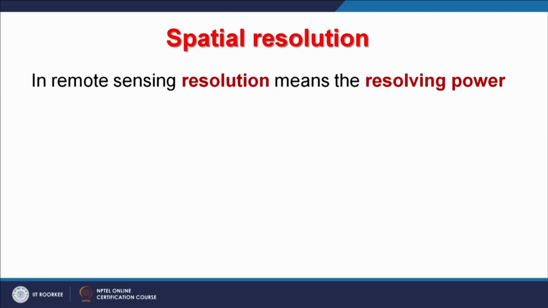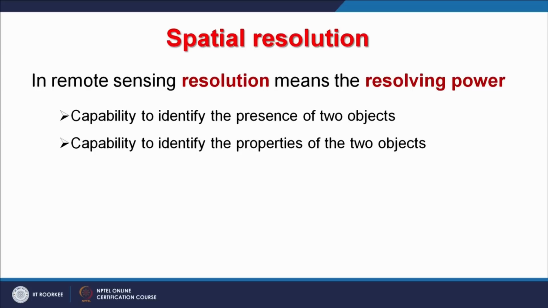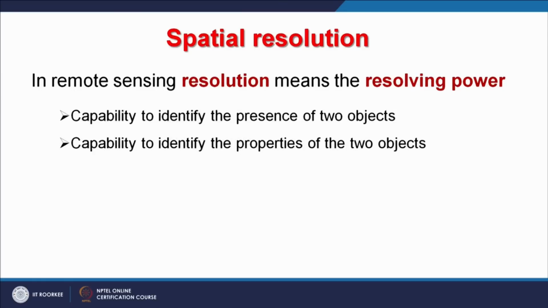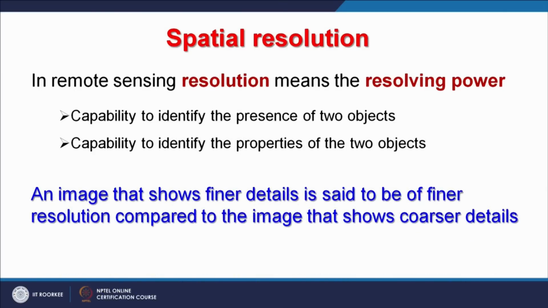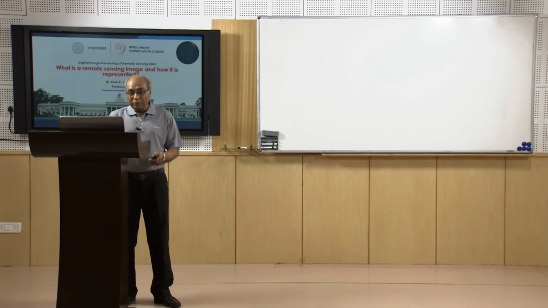Now we will go into a little more detail about spatial resolution and see some specific examples as well. In remote sensing, resolution means resolving power, the capability to identify the presence of two adjacent objects. If they are present, I should be able to identify them. Then also the capability to identify the properties of two objects, which one is giving brighter signatures, which one is giving darker signatures. So an image that shows finer details is said to be of finer resolution compared to an image that shows coarser details. And these are relative terms.